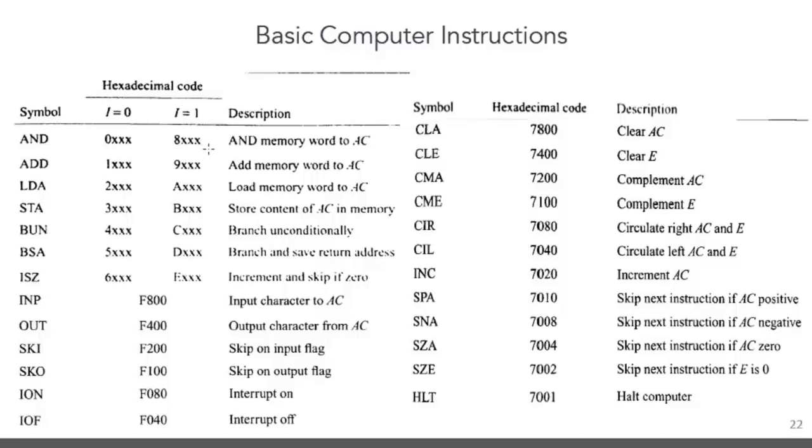Here 8xxx and 9xxx, then Axxx, this is a hexadecimal code, that's why 8, 9, A, B, C, D, E are written here. Why have we not taken 7 here? Because we discussed that 111 is reserved for the register reference instruction and input output instruction. These are the register reference instructions, CLA, CLE up to HLT. And from INP to IOF, input instruction to interrupt off instruction, these are the input output instructions.